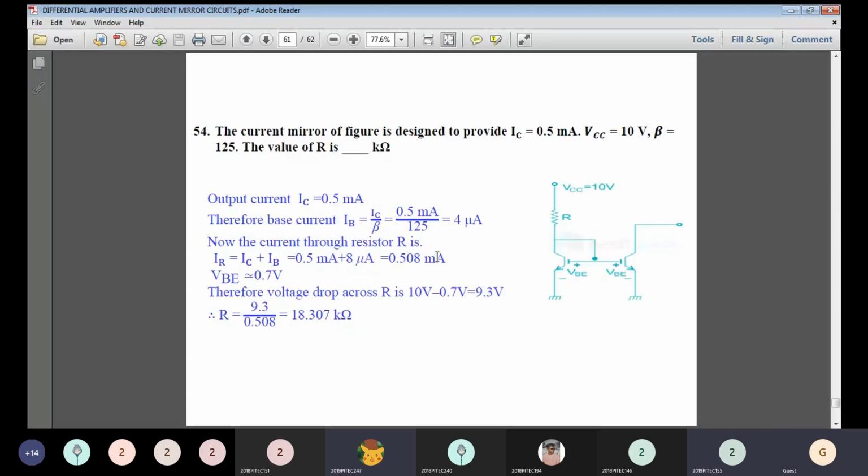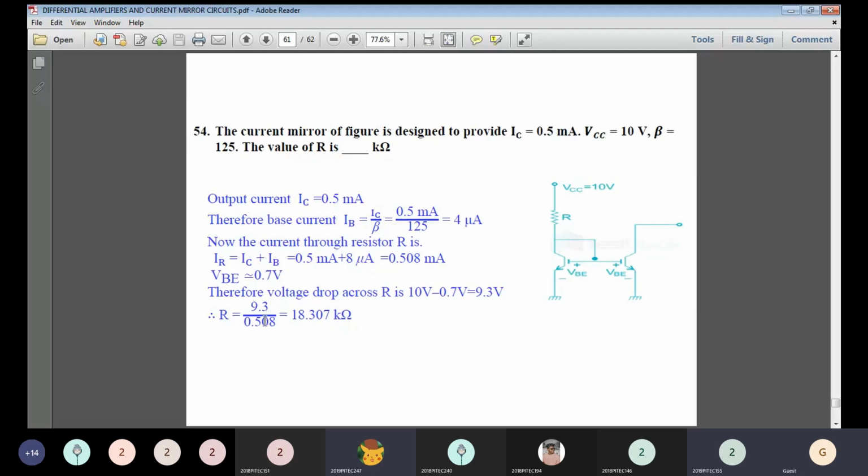Here VBE we can assume as 0.7. If it is not given, you can take it as 0.7 or 0.3 for silicon and germanium respectively. Therefore, the voltage drop in the resistor is nothing but 10 minus VBE. The supply voltage is given as 10 volts, and 10 volts minus the drop of VBE, 10 minus 0.7, is 9.3. So what is the resistance value here? Apply Ohm's law: R is equal to V by I.